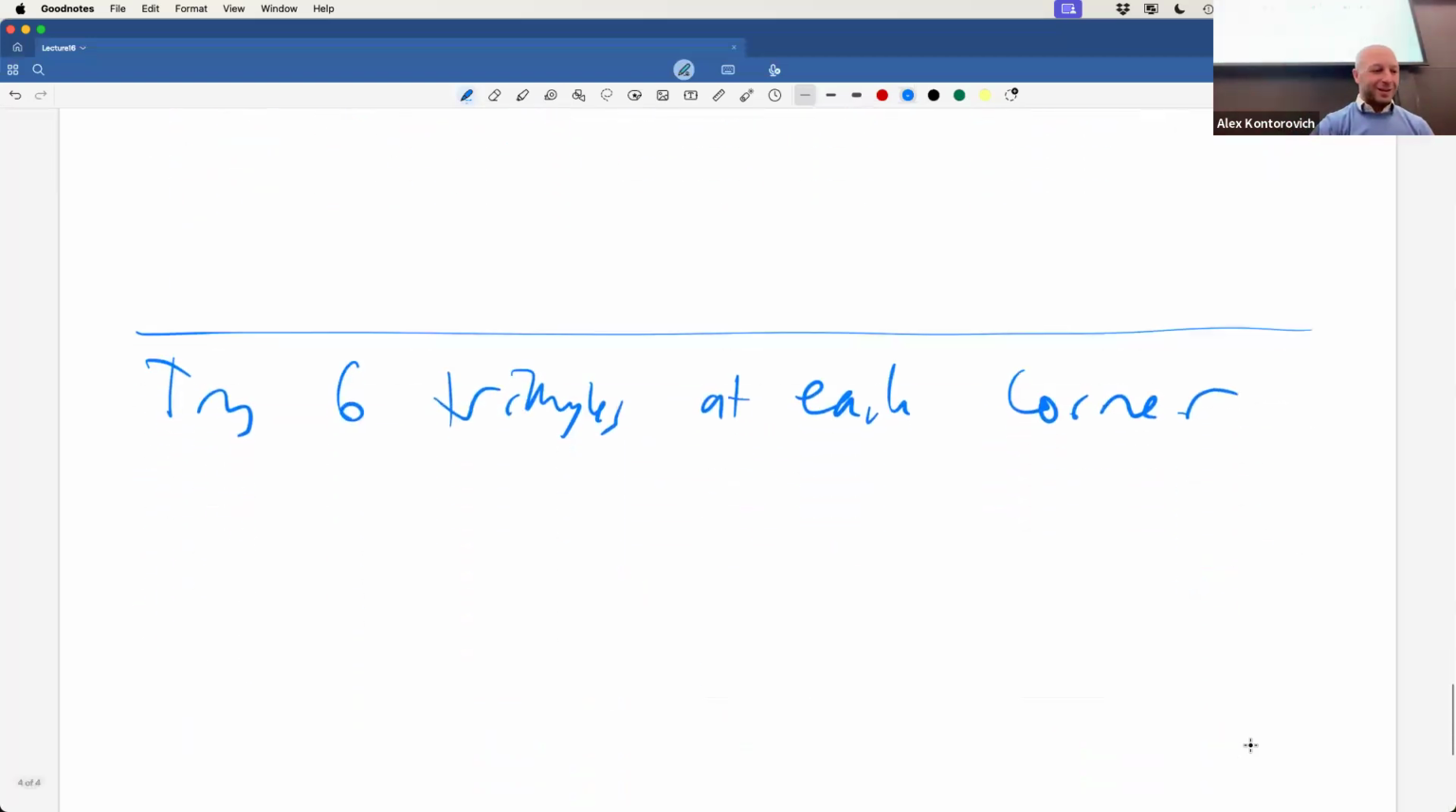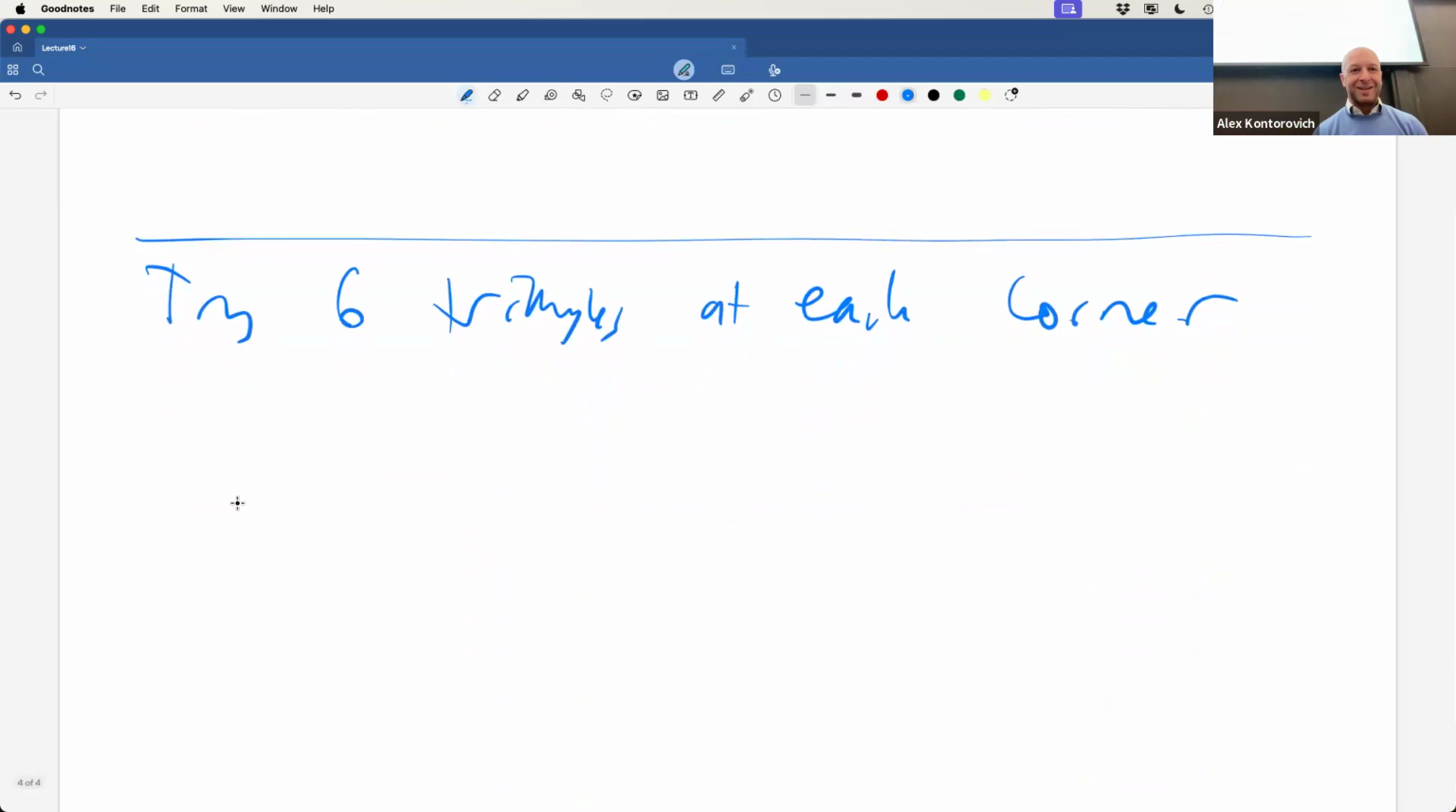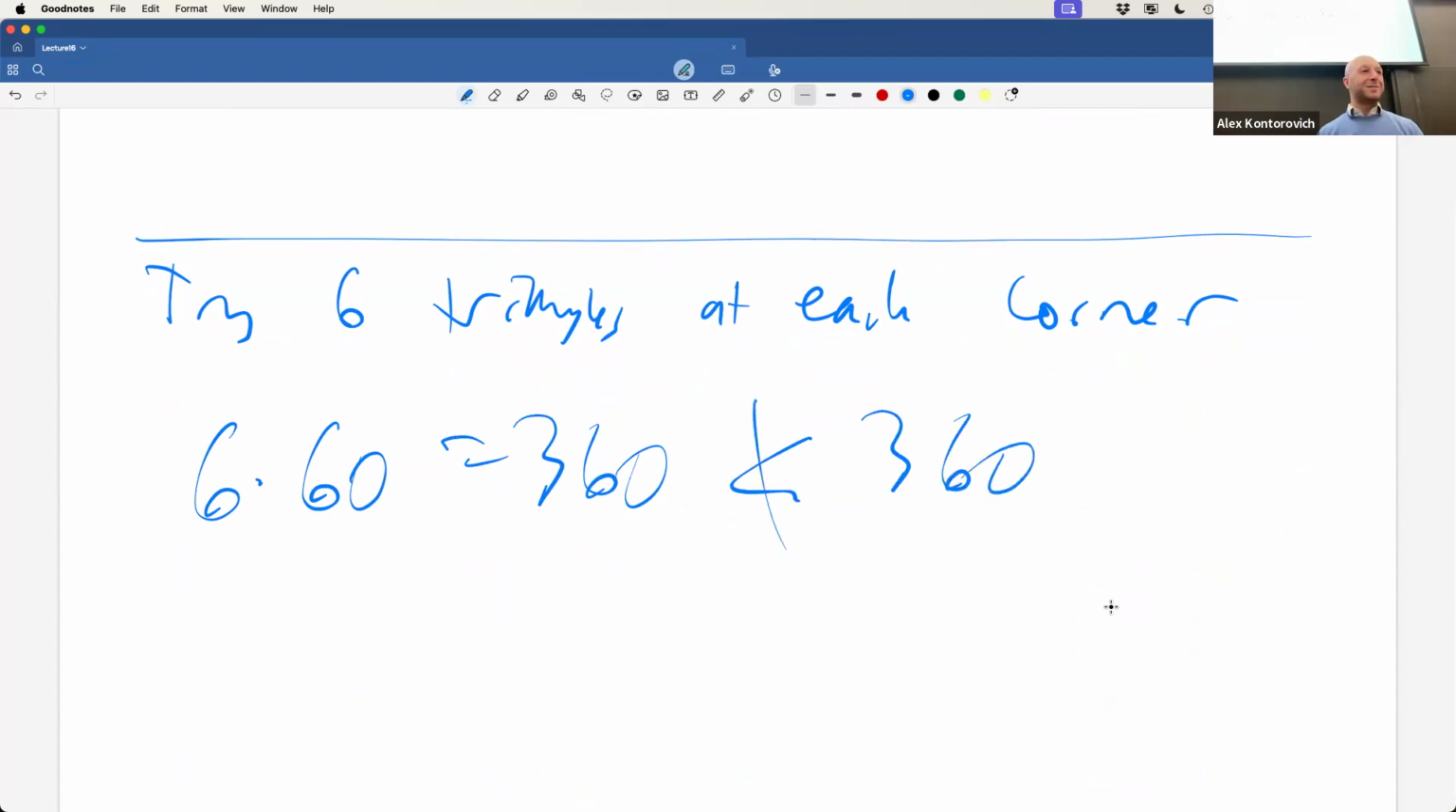Okay, so 6 times 60, right? Each triangle is 60 degrees, and if there's 6 of them around, 6 times 60 is 360, which is not strictly less than 360. And so the corner is not solid. So that corner is not solid.